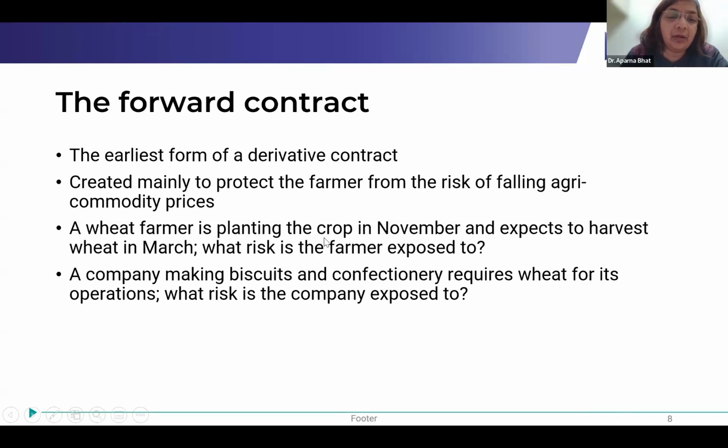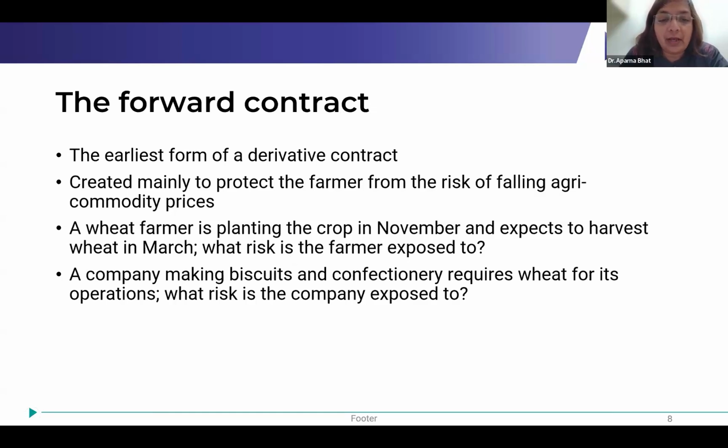Let's say there is a wheat farmer and he's planting the wheat in November, and he expects to harvest it in March. So over there are 5 months, November to March. What is the risk this farmer is exposed to? See, he's planting the crop today, let's say we are in November, but the crop will be ready only in March, after 5 months. So what is the risk here?